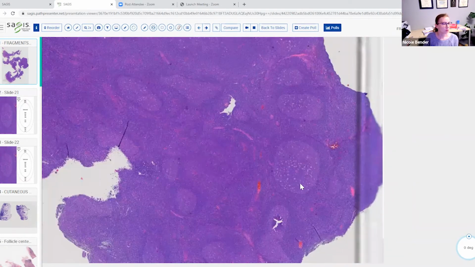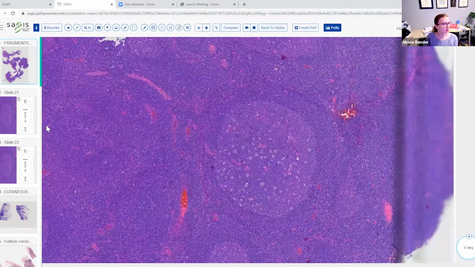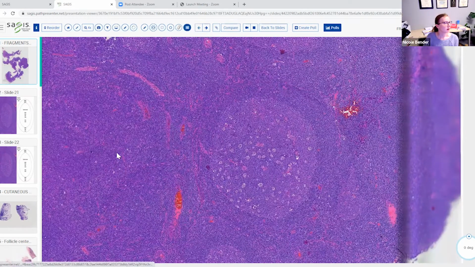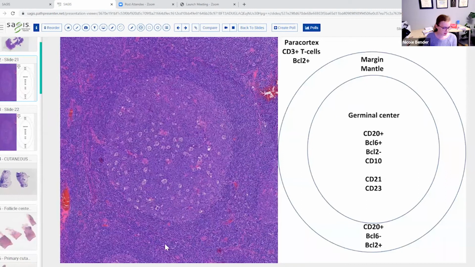But if we want to get in close and learn some of the architecture of the secondary follicle, let's do that. So this is a nice example of a secondary follicle. There is the cortex, which contains B cells. That's the germinal center and the margin and mantle zones. The germinal center is going to contain CD20 positive, BCL6 positive, CD10 positive, and BCL2 negative centroblasts and centrocytes. And then there'll also be a background CD21 and CD23 positive dendritic cell meshwork.